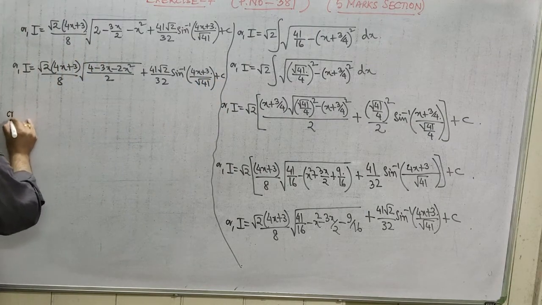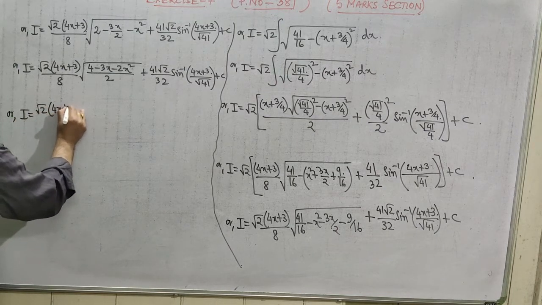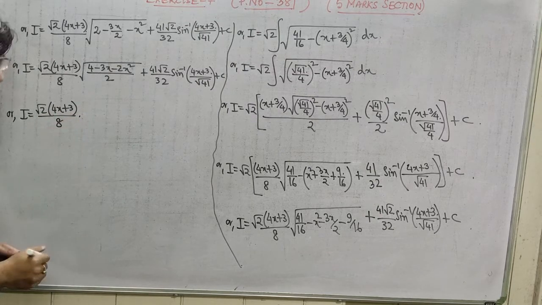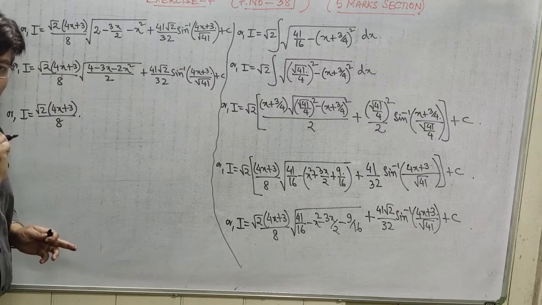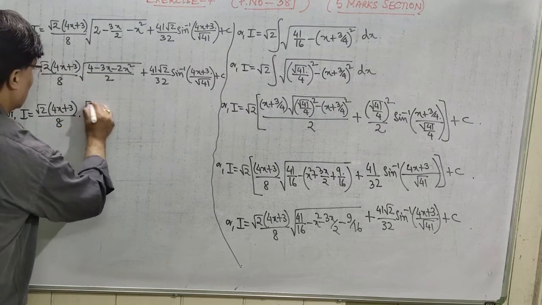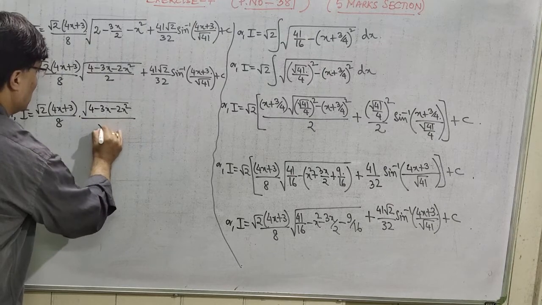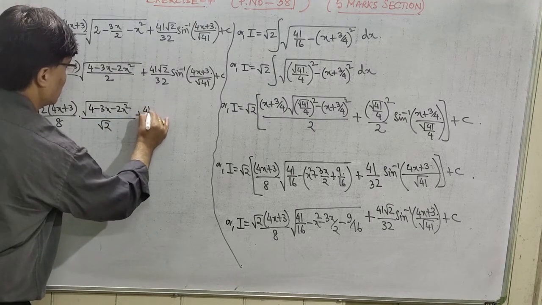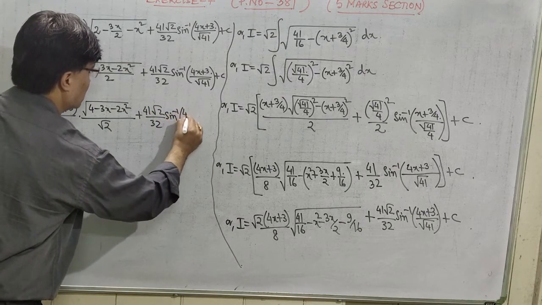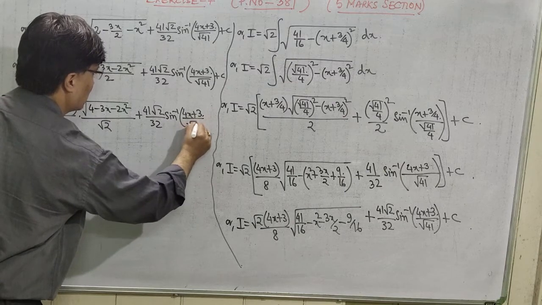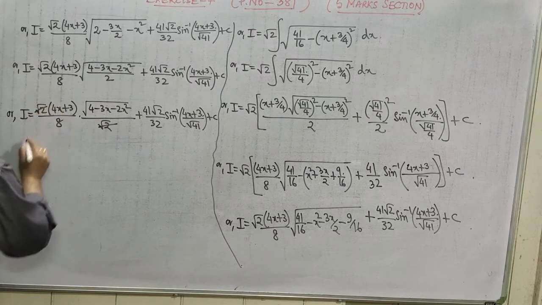Okay. So I is equal to, this is your root 2 within bracket 4x plus 3 upon 8 into, now you can simplify this square root. This square root is for both numerator as well as denominator. So it is root over 4 minus 3x minus 2x² upon root 2, plus this is 41 root 2 divided by 32 sine inverse within bracket 4x plus 3 divided by root over 41, plus c. Okay. So here you can cancel this root 2.